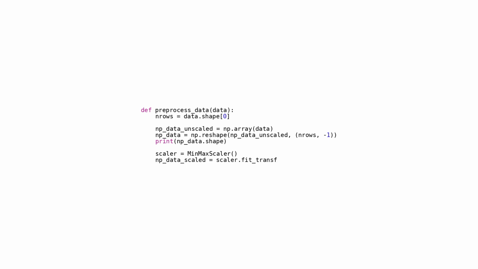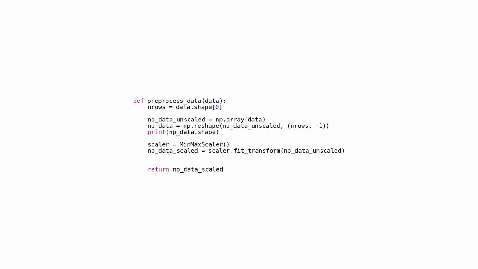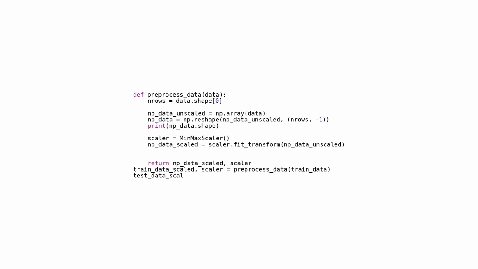The code performs a pre-processing step on two datasets, a training dataset and a test dataset, using the preprocess_data function. After the process, the scaled datasets and their respective scalers are saved in separate variables, train_data_scaled with the scaler for training data, and test_data_scaled with the scaler for test data.